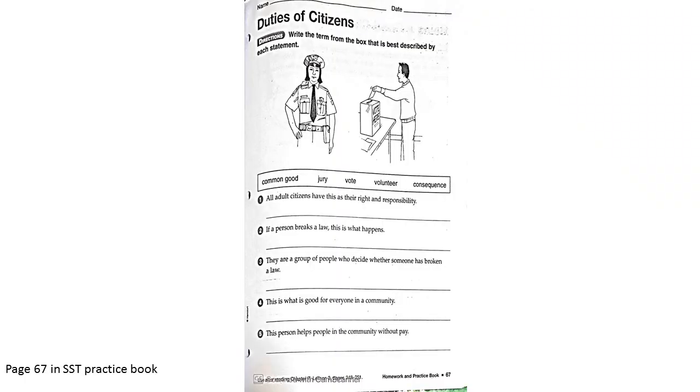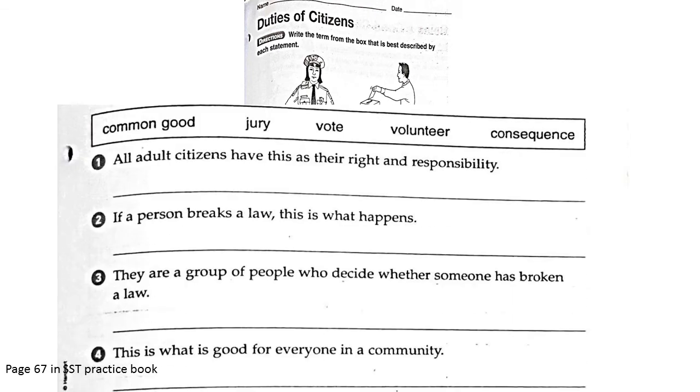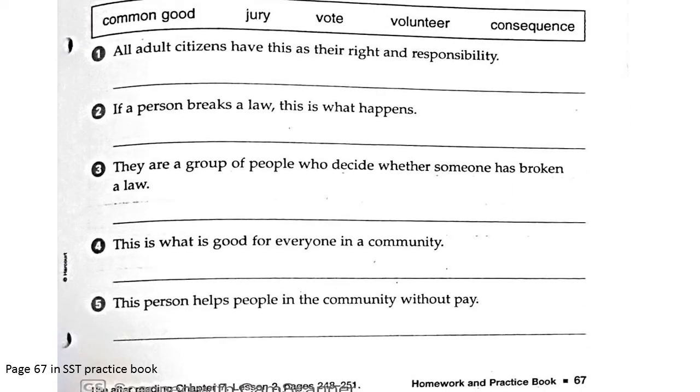Now, I want you to open your SST practice book to page number 67. Here you're going to look at some duties of citizens, and you will write the terms from the box that is best described by each statement. So let's have a closer view. Great, so we've got a word box with the following words. Let's read them together: common good, jury, vote, volunteer, and consequence.